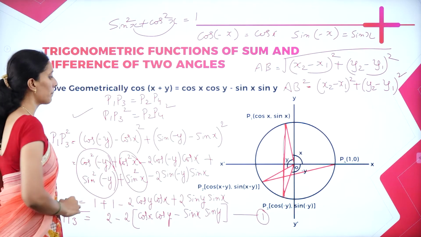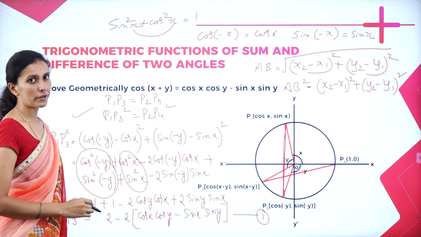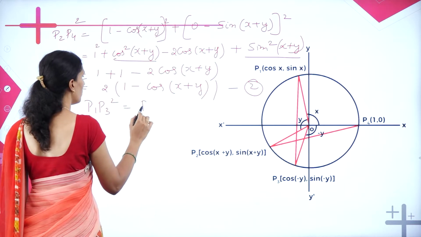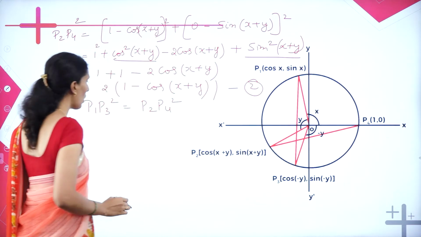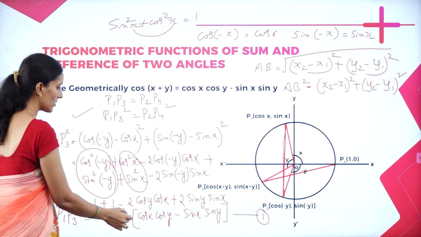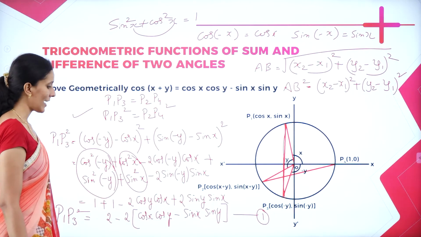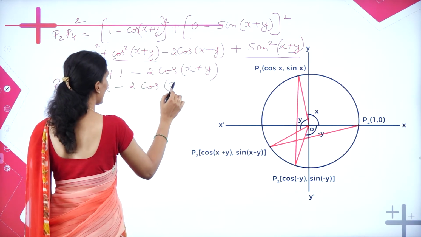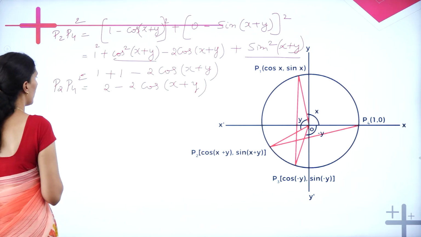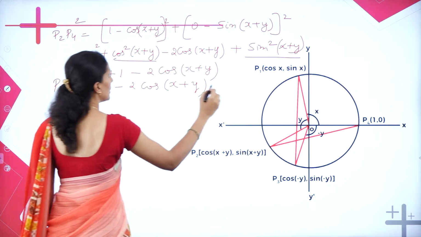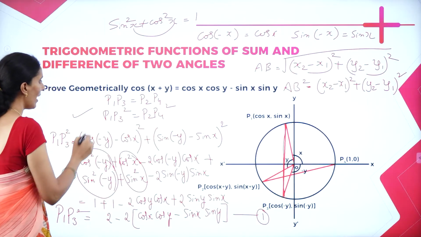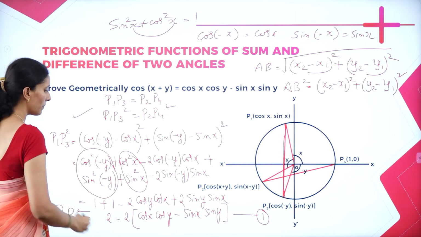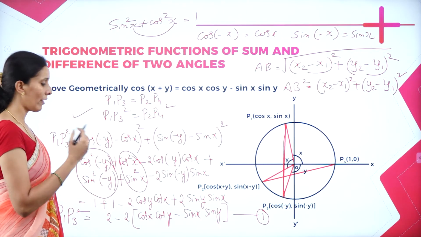So we have got P1P3 whole square is equal to P2P4 whole square. So equate this. What is P1P3 you got? 2 minus 2 (cos x cos y minus sin x sin y). And P2P4 whole square is 1 plus 1, which is 2, minus 2 cos of (x plus y). Now equating 1 and 2.